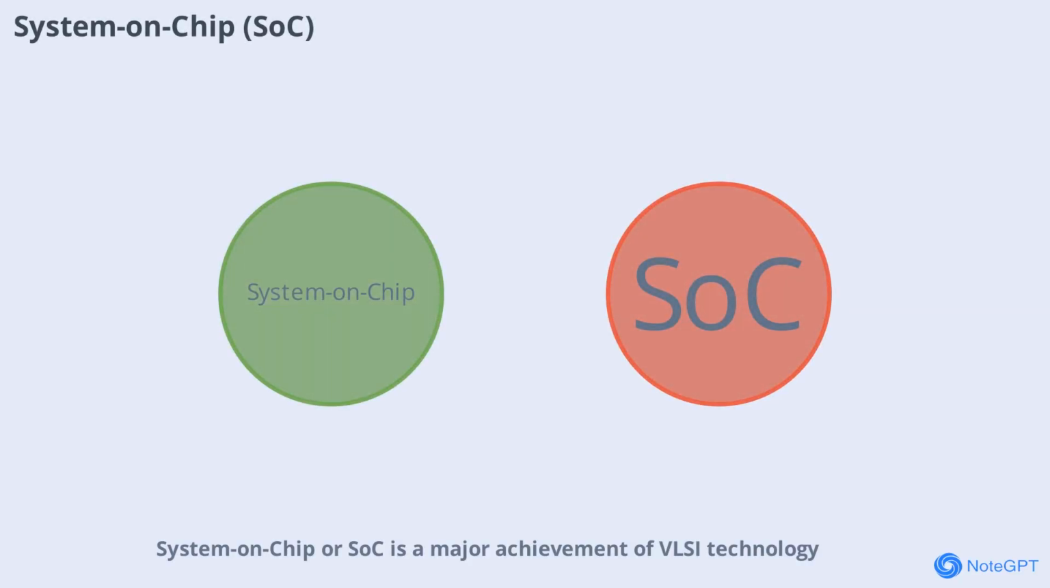System-on-Chip, or SoC, is a major achievement of VLSI technology. An SoC integrates all components of a computer or electronic system onto a single chip, including processor, memory, input-output, and more. This integration reduces size, power consumption, and cost, making SoCs ideal for smartphones, tablets, and embedded systems. SoC design is a complex process, requiring expertise in multiple domains.